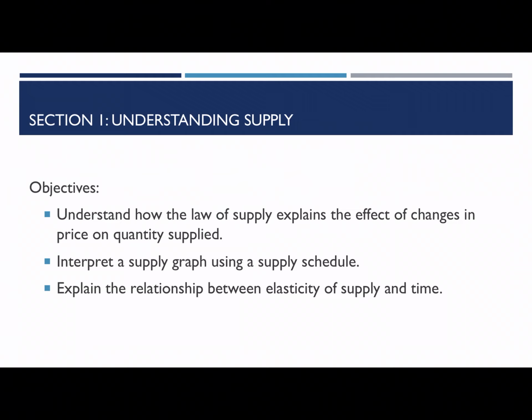I'm here today with the Chapter 5 Supply, Section 1, Understanding Supply Notes. We're going to cover three main objectives: understand how the law of supply explains the effect of changes in price on quantity supplied. We're going to interpret a supply graph using a supply schedule, very similar to what we did with demand, and then explain the relationship between elasticity of supply and time. So, supply's relationship with elasticity is different than it was for demand.